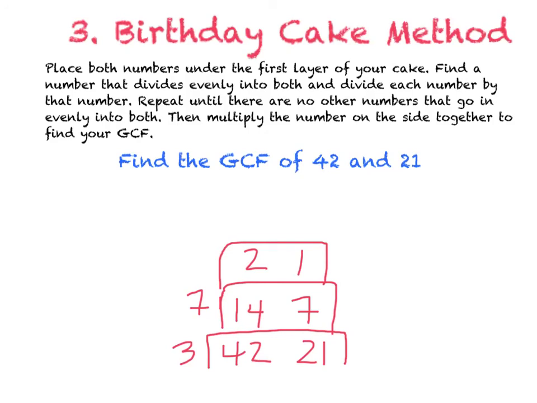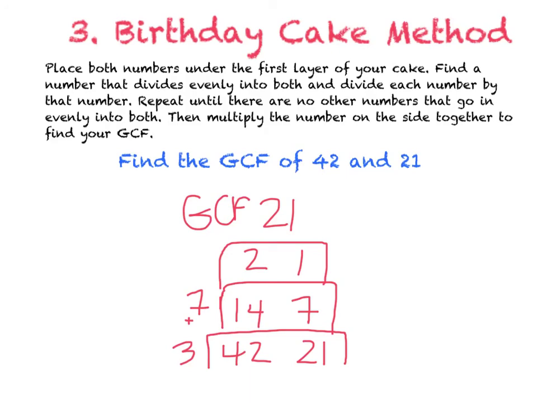Again, I come to the point where 1 is the only factor of 1. And if I pull it out, I'm just going to get the same layer of cake. So I'm going to stop there. I'm going to do 7 times 3 is 21. So my greatest common factor is going to be 21.